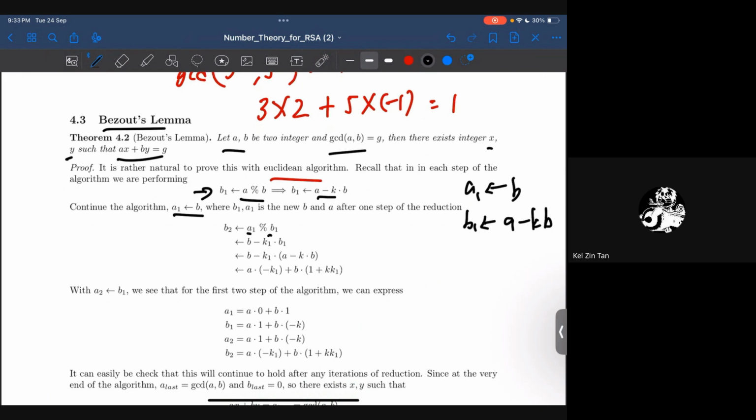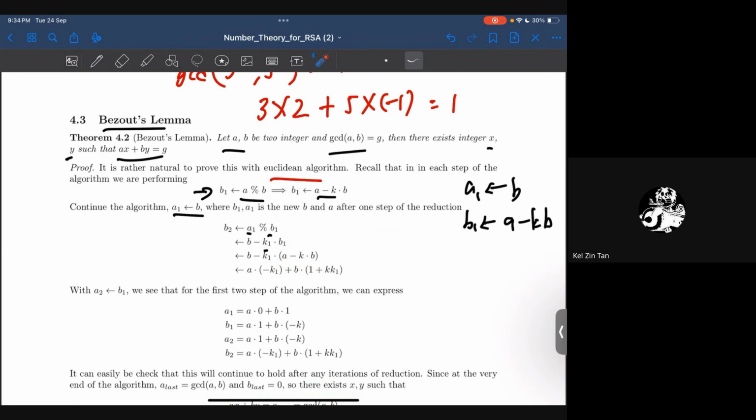So A1 here is B. And B1, modulo B1 means that I try to find the greatest divisor. So I write K1 multiplied by B1. So this will become B minus K1 multiplied by B1. And then what is B1? B1 is this, which is basically A minus KB.